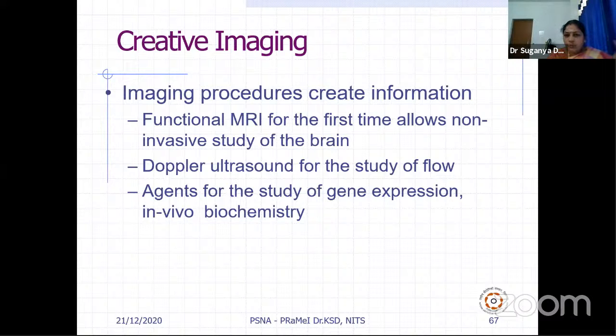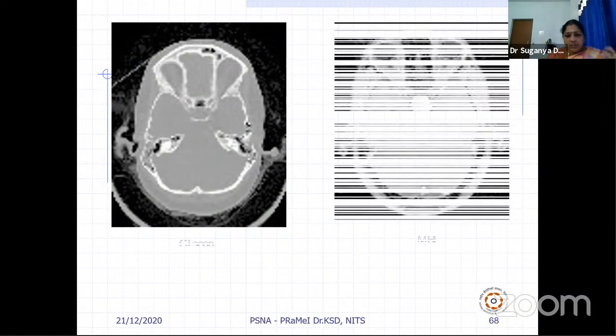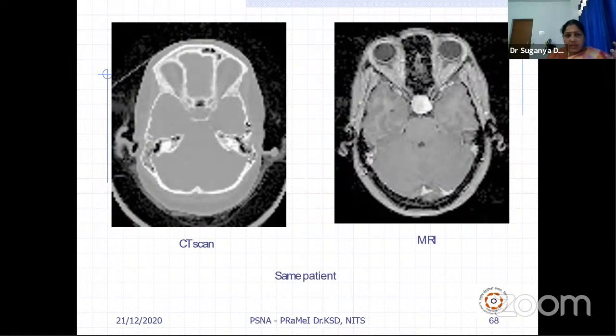And Doppler ultrasound for the study of flow, and agents for the study of gene expression in vivo biochemistry. This is a single patient's CT as well as MRI scan. I have already told you both will be there. So here the darker things are nothing but your soft tissues. Here the soft tissues can be identified easily in the MRI.